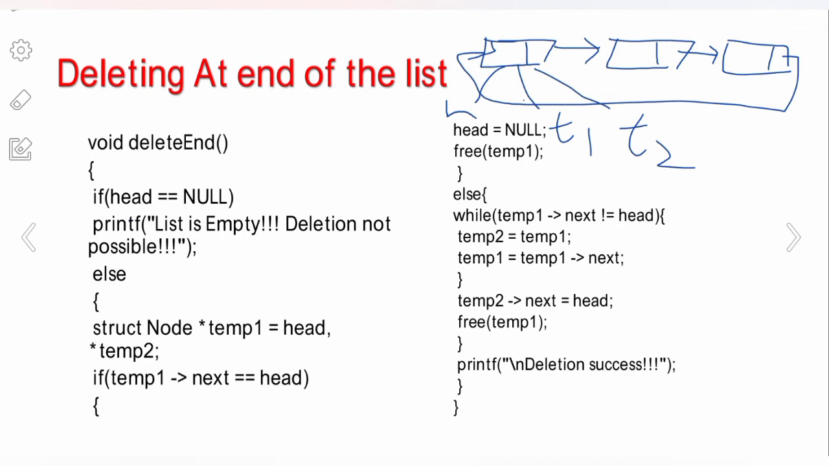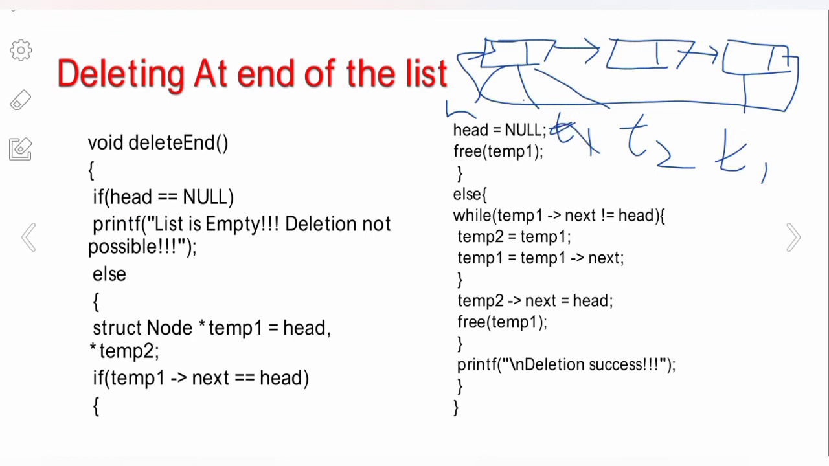Temp2 equals temp1. So we are taking another pointer that points to the head pointer. Temp2 equals temp1, and temp1 equals temp1->next. That means the temp1 pointer will traverse the linked list, so it will visit the next node. Until it reaches the end of the linked list, it is going to traverse. So temp1 will reach the end of the linked list.